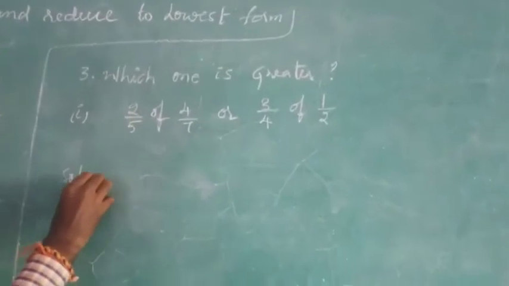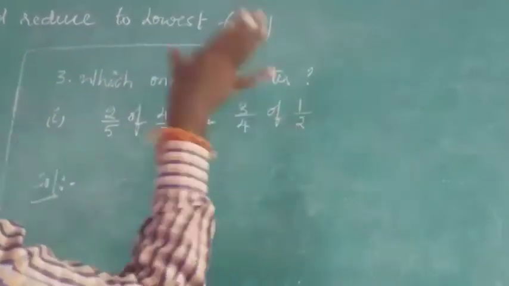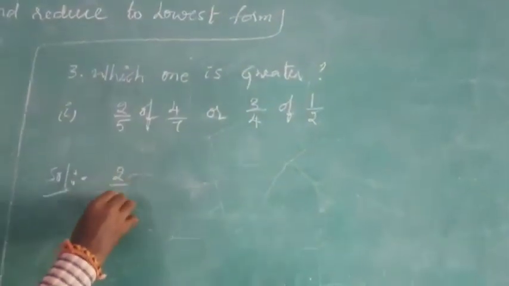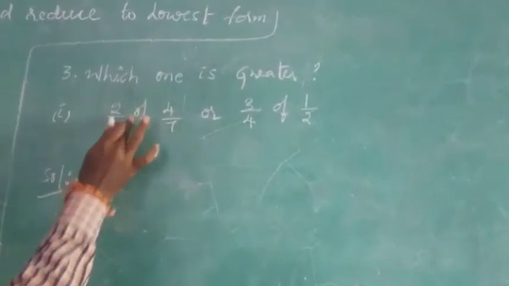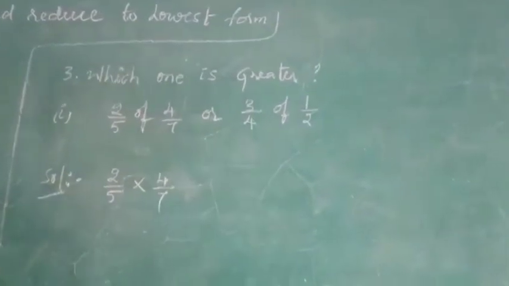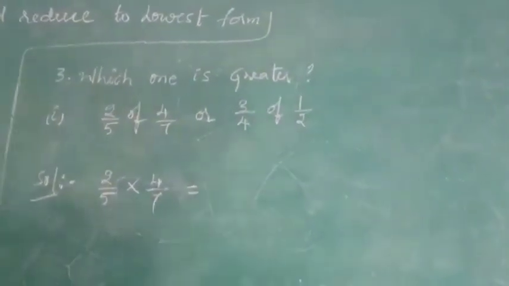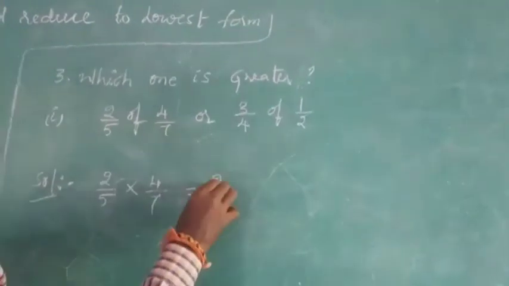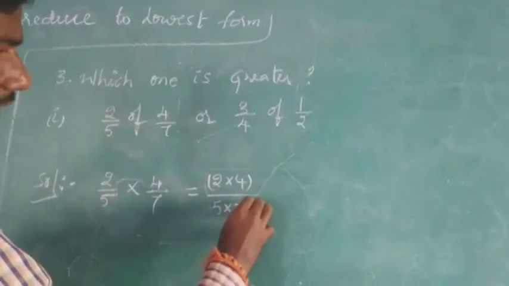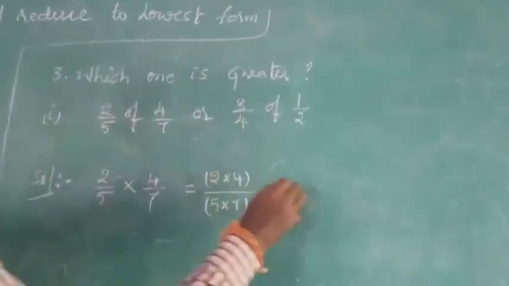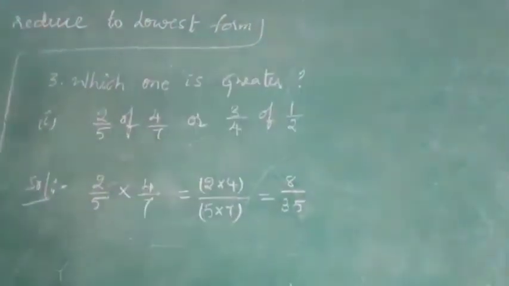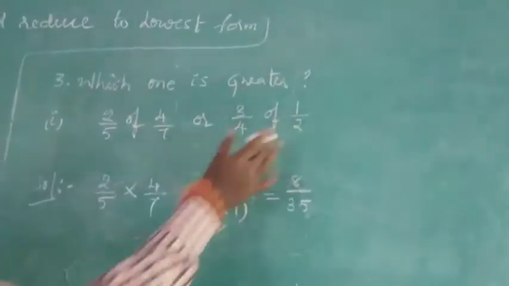Here are given two numbers. This is one number and this is the other number. Which one is greater is asked. 2 by 5 of 4 by 7 is nothing but 2 by 5 into 4 by 7, and we are doing the multiplication. How will you do the multiplication? 2 into 4 by 5 into 7. So 2 4s are 8, 5 7s are 35. This is the multiplication.